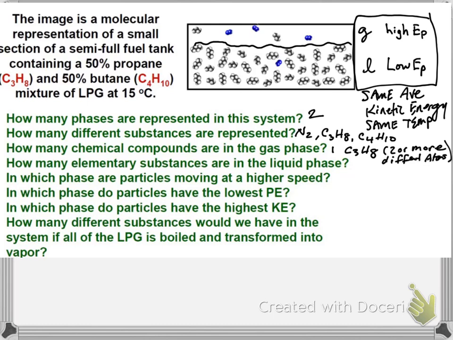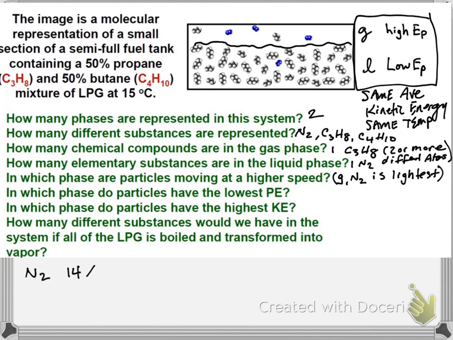All right, how many elementary substances are in the liquid phase? Well, that's just going to be nitrogen. We do see one nitrogen particle in the liquid phase, and an elementary substance is one that is made up of all the same atoms. In which phase are particles moving at a higher speed? Well, that would be gas, because it is the lightest of all three particles.